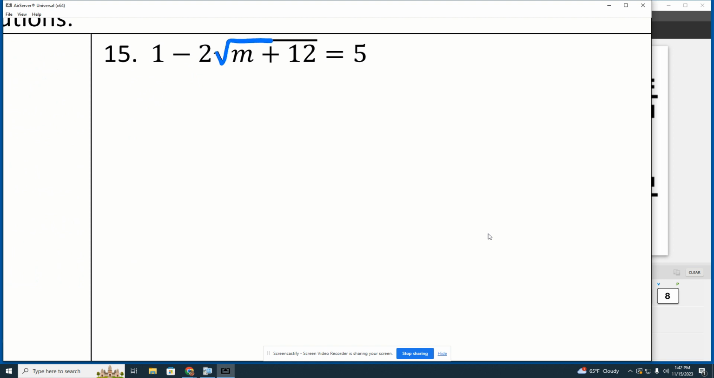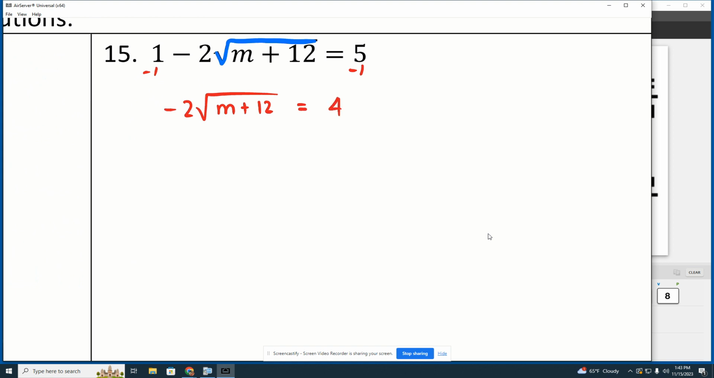Again, remember, this is the radical that we're trying to isolate. So the first thing I need to move is this 1 out here. A lot of people may not see that, but that's what's got to go first. So we're going to subtract 1, negative 2 times the square root of m plus 12 equals 4.